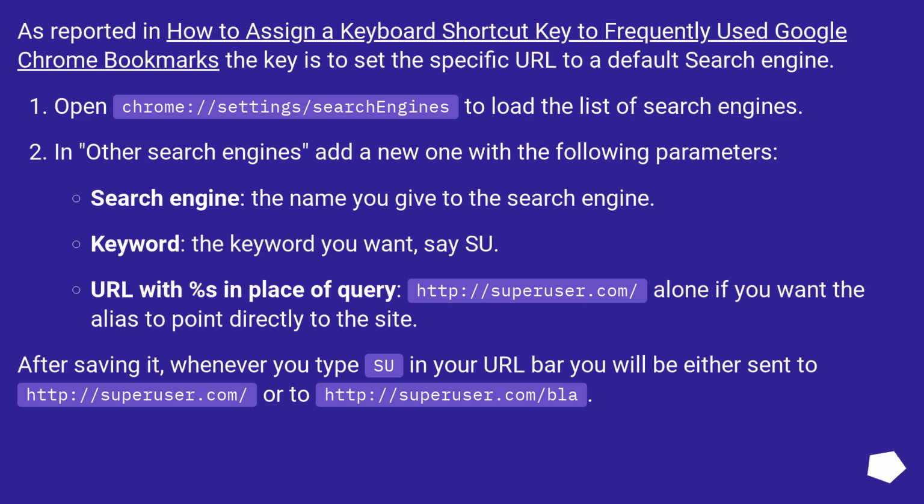Search engine, the name you give to the search engine. Keyword, the keyword you want, say su. URL with %s in place of query, http://superuser.com/ alone if you want the alias to point directly to the site. After saving it, whenever you type su in your URL bar, you will be either sent to http://superuser.com/ or to http://superuser.com/blah.